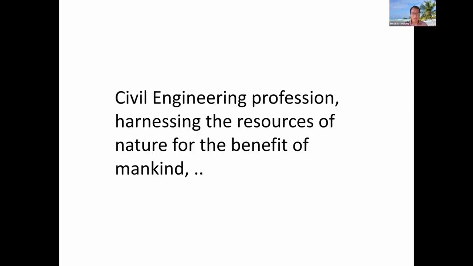I would like to end with the meaning of civil engineer. Civil engineering is the profession that harnesses the resources of nature for the benefit of mankind. We use our knowledge, our standards, our practice and experience to make use of the resources of nature for the best benefit of mankind. You need to keep in mind, this is our profession.